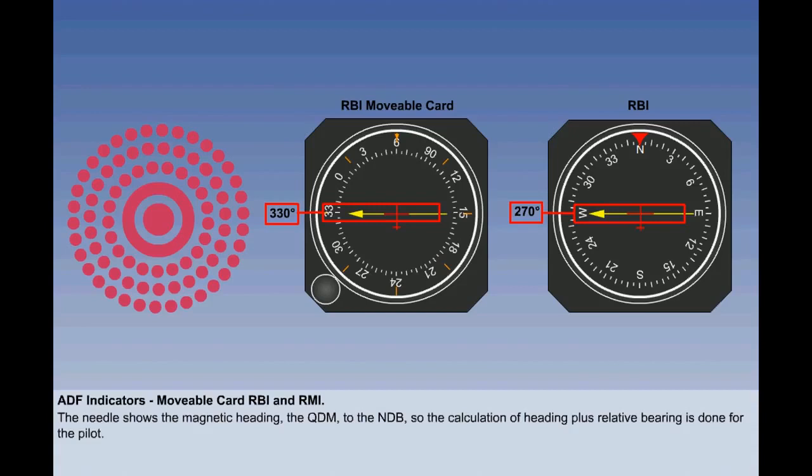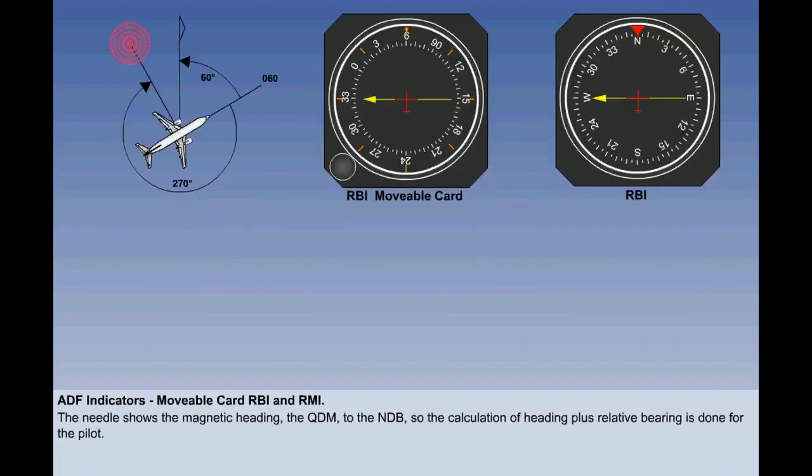The ADF needle on both RBIs points in the same direction to the NDB. The number on the basic RBI shows 270. But now, the number on the RBI with the movable card, to which the needle is pointing, is 330 degrees. The number 330 reflects the heading of 060, plus the relative bearing of 270. In other words, this is the magnetic track, the QDM, to fly to the NDB. The weakness of this system is that the pilot has to manually turn the card on the RBI every time his heading changes.